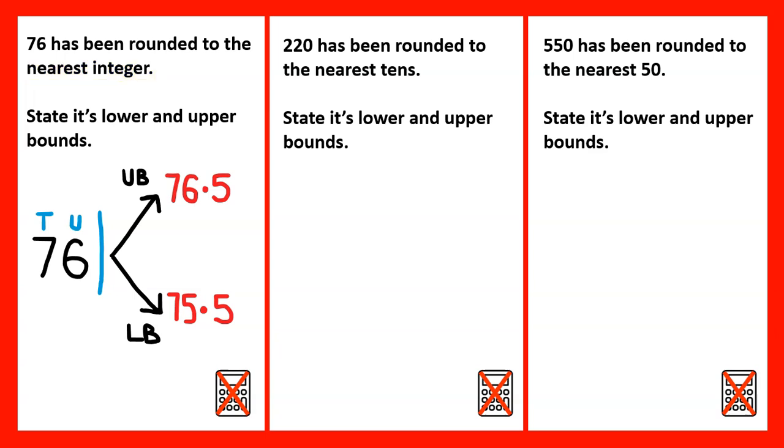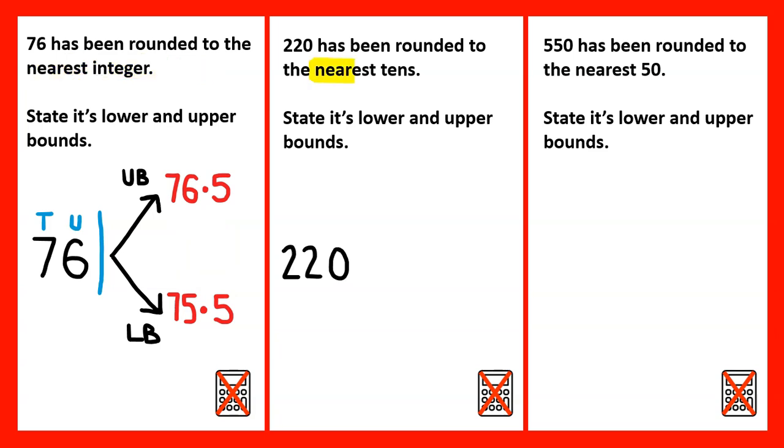A quick way of checking whether your answers are likely to be correct is to look at the difference between the upper and lower bound. In this case, the difference is 1, and this difference should be the same as what you're rounding to, which is the nearest integer. And another way of rounding to the nearest integer is rounding to the nearest 1.